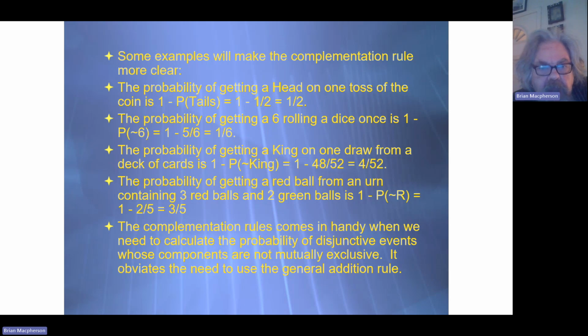As I say here, it comes in handy when you need to calculate the probability of disjunctive events whose complements are not mutually exclusive. It obviates the need to use the general addition rule. So instead of using the addition rule, you can use the complementation rule. It's an alternative way of calculating disjunctive events.